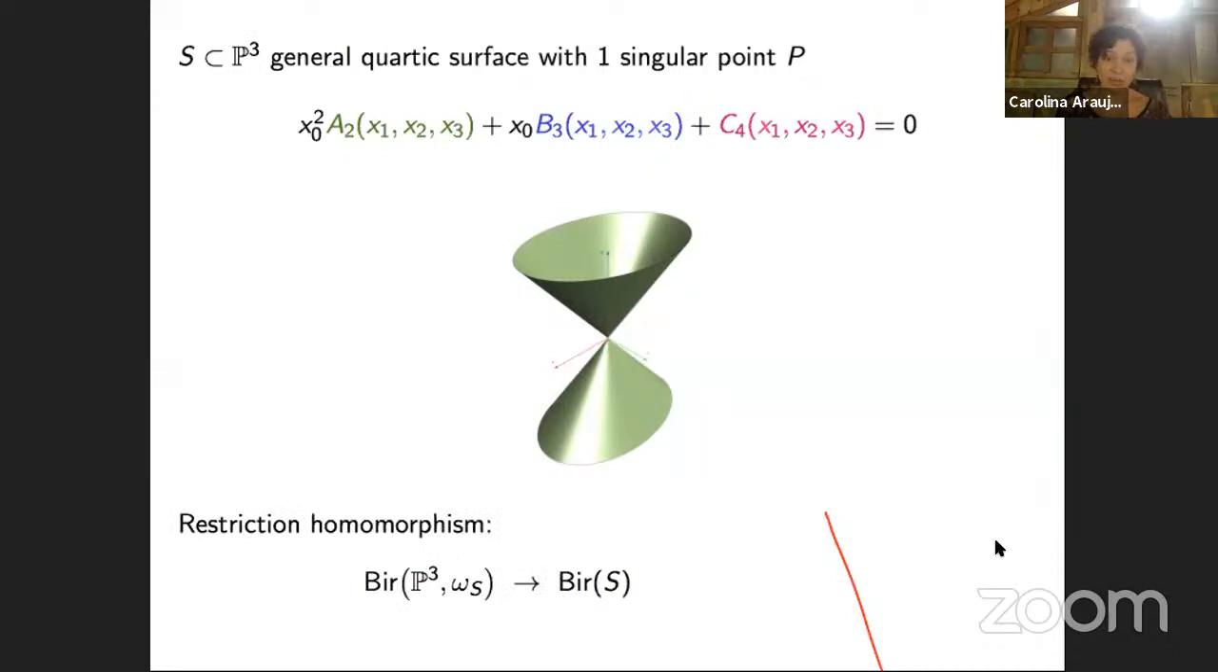And here, we want to understand the restriction homomorphism. In this case, it's very easy to see that the group of birational self-maps of the surface is cyclic of order 2. Let me explain this involution tau. You have the equation here. If I give you x1, x2, and x3, you can solve for x0 and get two solutions in general. And this involution tau is the one that permutes these two solutions. If you take a general quartic surface with one singular point, this is the only birational self-map of S.